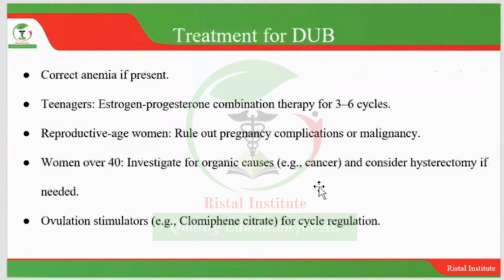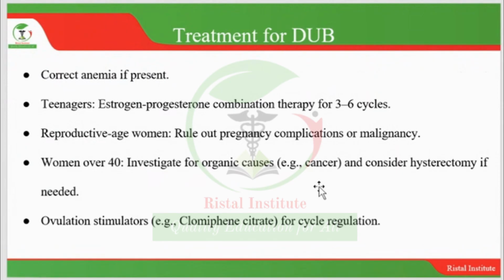Treatment for DUB, correct anemia if present. Teenagers, estrogen progesterone combination therapy for 3 to 6 cycles can be given. For reproductive age women, rule out pregnancy complications or malignancy first before you proceed with other treatment. And women over 40, investigate for organic causes, for example, cancer, and consider hysterectomy if needed.